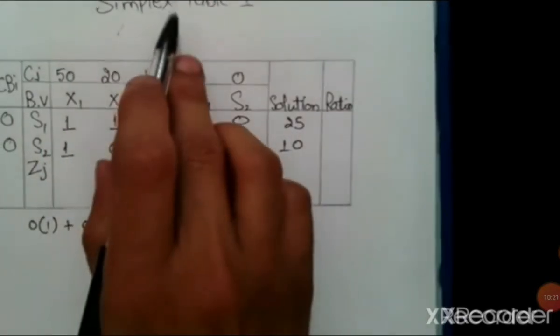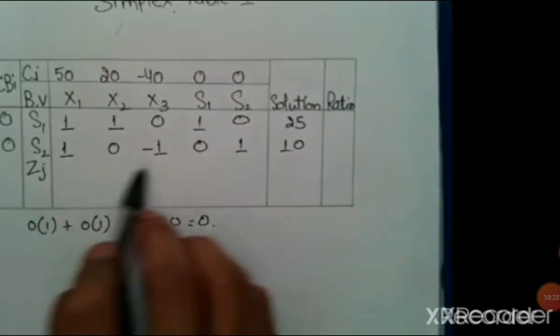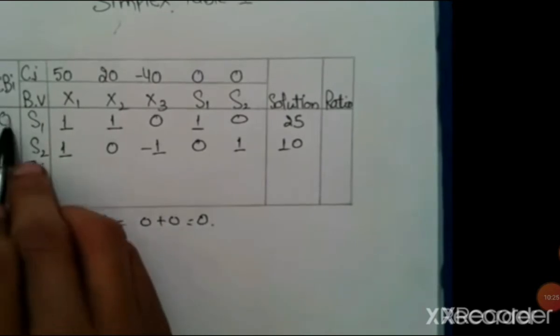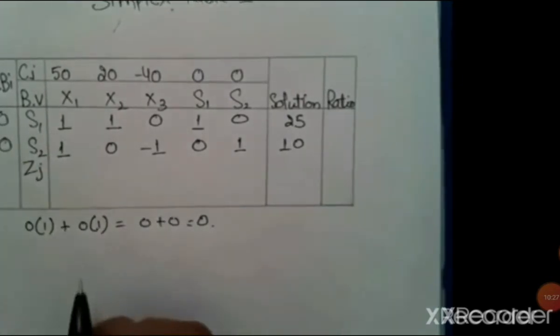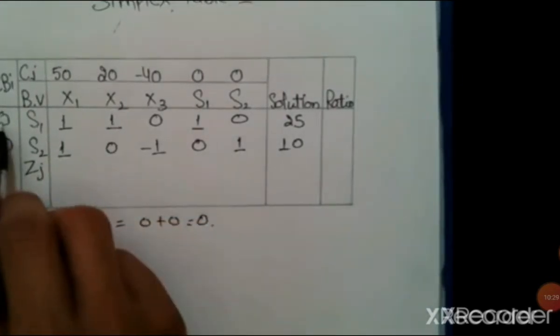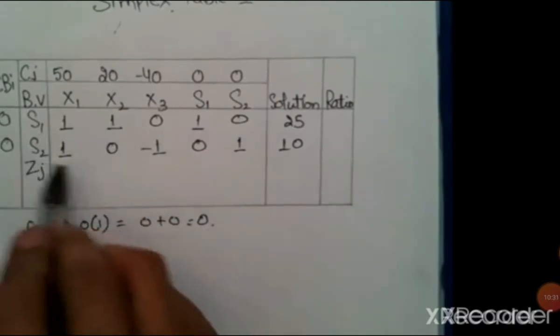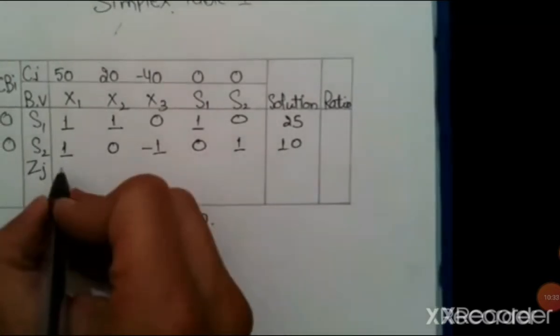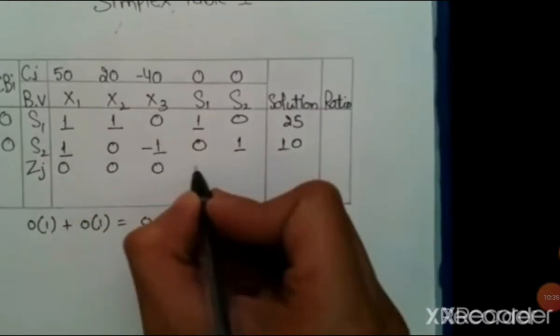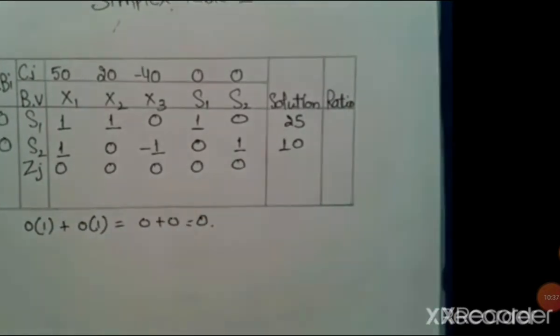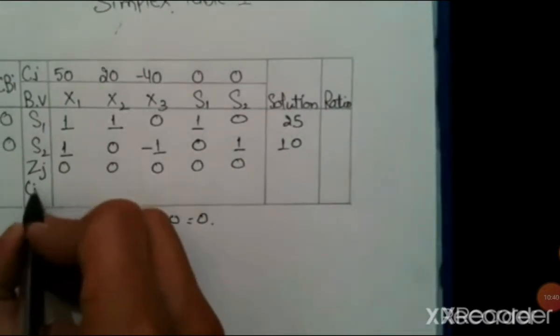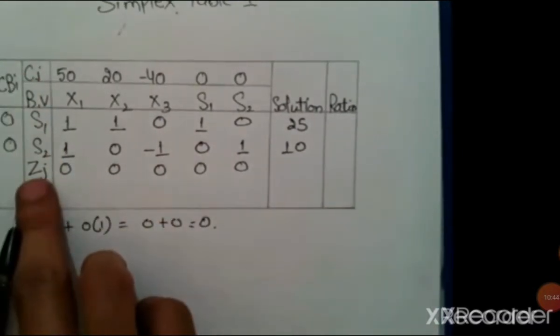As S1 and S2 values are 0, you will get 0 values in all Zj values in all columns. So 0, 0, 0, 0. You can cross check. Now find out Cj minus Zj.